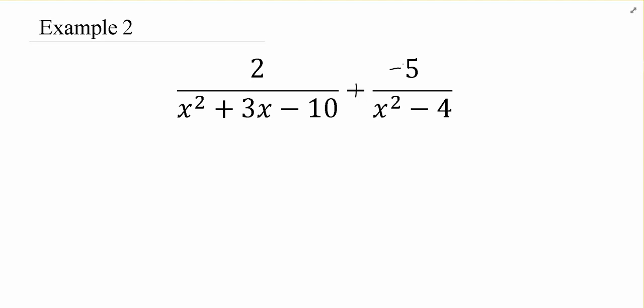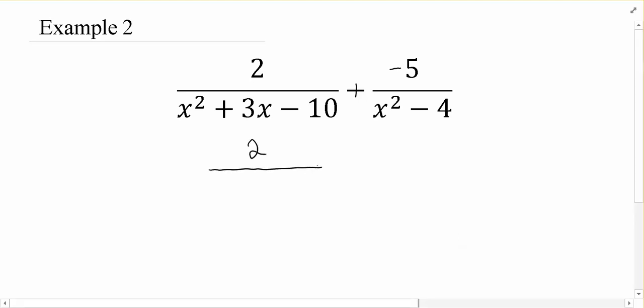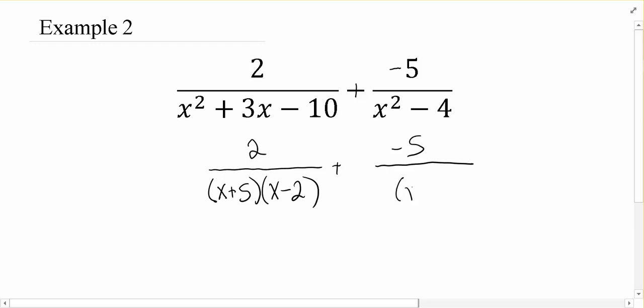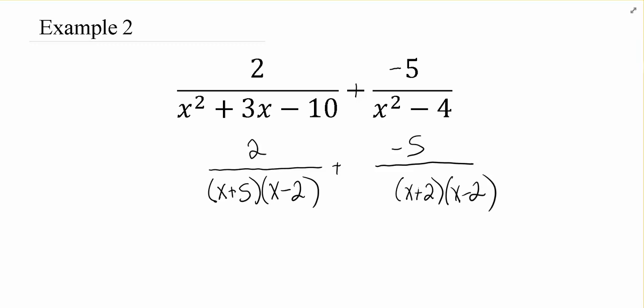But I also want to show this example because these denominators look like they're much more complicated. But one of the keys here is to factor them. So let's factor this first one by saying what multiplies to be -10 and adds to be +3. And so that would be x plus 5 and x minus 2. And then similarly, we can factor the x squared minus 4, and that's going to be a difference of squares.